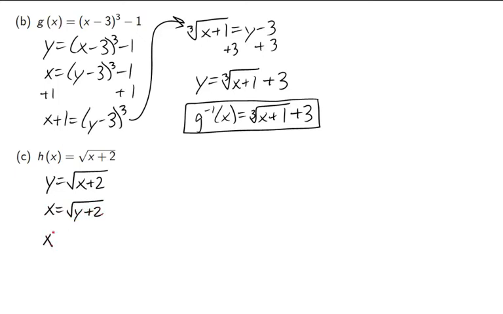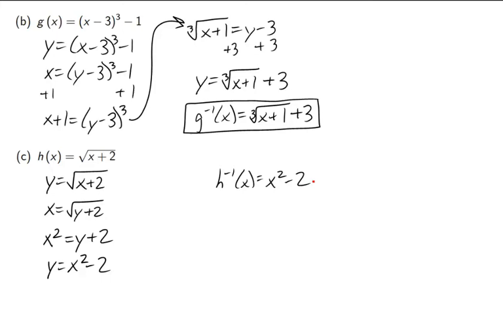We square both sides to get rid of the square root. So far nothing has been too mysterious. Subtract 2 from both sides. And so my answer would be h inverse of x equals x squared minus 2. But there is a problem here that I did not say.